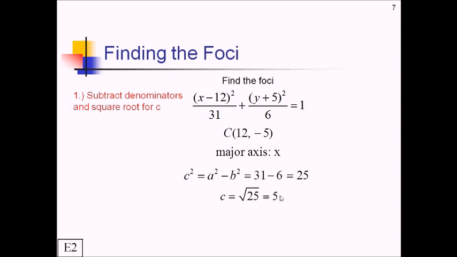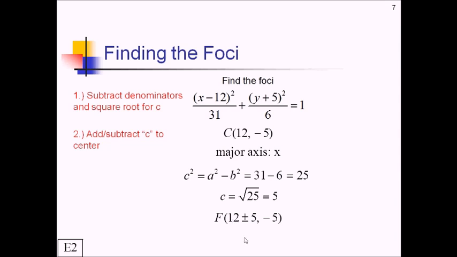So we have to add and subtract 5 to the x value this time around. If this had been major axis y, we would have done this to the y value again. But since it's x, we do it to the x value. So we have 12 plus or minus 5, comma negative 5. The y value is not going to change. But for x values, we now have 7 and 17 for the foci.